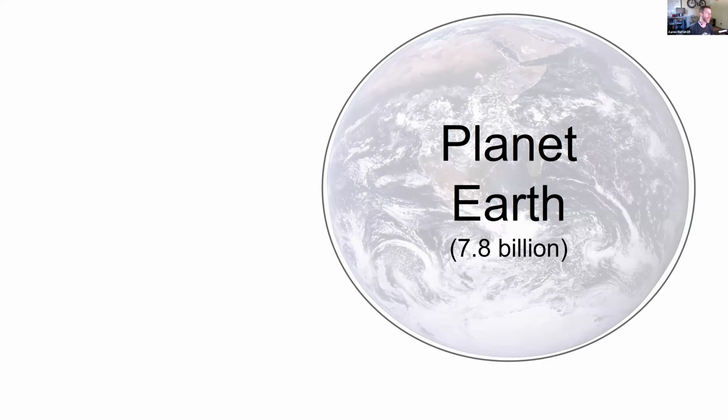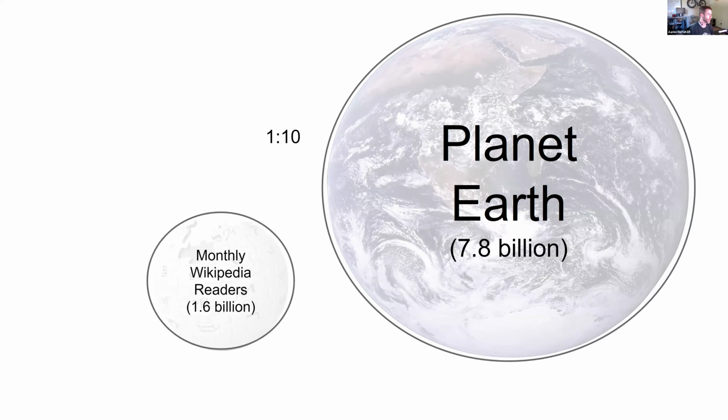Wikipedia, but I can't talk about Wikipedia. Oh, let me say that again. I can't talk about Wikipedia without talking to you about planet Earth. So planet Earth is about 7.8 billion people. It's actually, I think, up to 8 billion now. I don't know. I have to keep updating this slide.